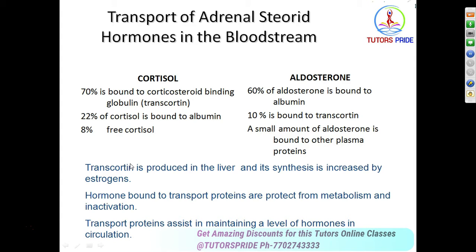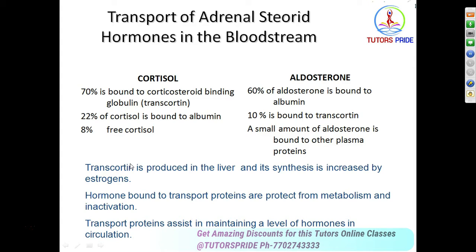So as you can see, the maximum portion of your cortisol will be bound to your globulin, or you can say it is bound to your transcortin.